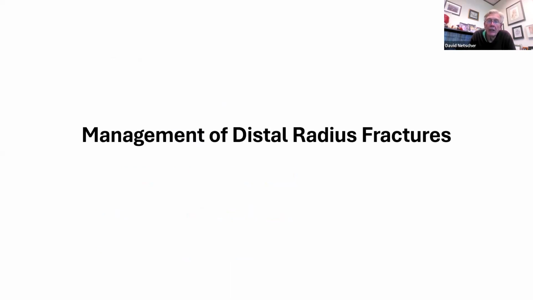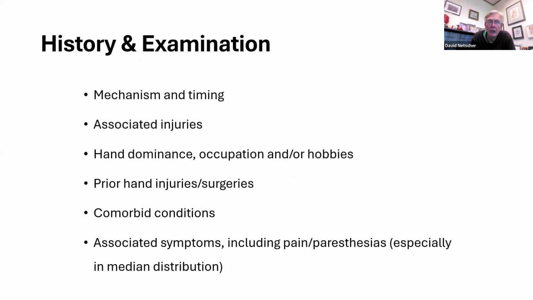So first of all, we'll talk about distal radius fractures and management. And up front, we need to be good doctors. We need to be good physicians. We need to take a history. Are there associated injuries that might be more important? For example, a crunch on the football field might be associated with a neck injury. So don't just focus on the fracture. Have there been any prior injuries or surgeries? Comorbidities, generally athletes are healthy, but some of them, of course, may have diabetes and other medical issues.